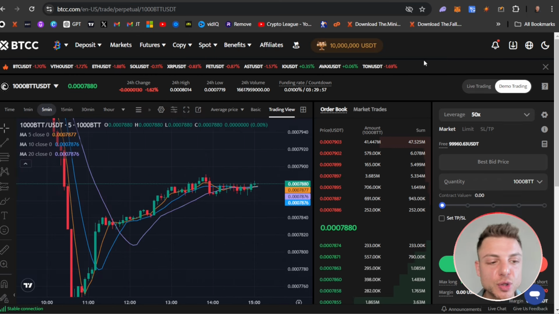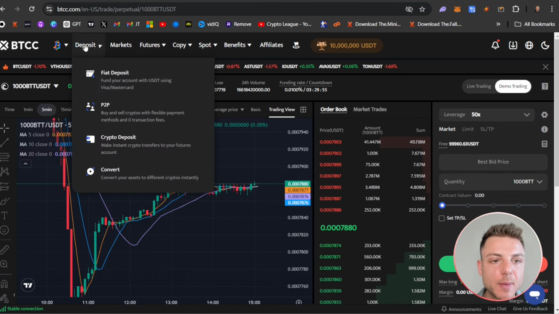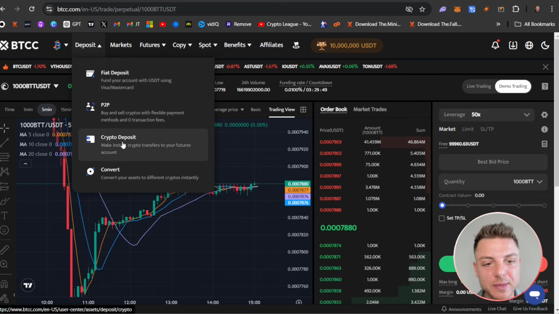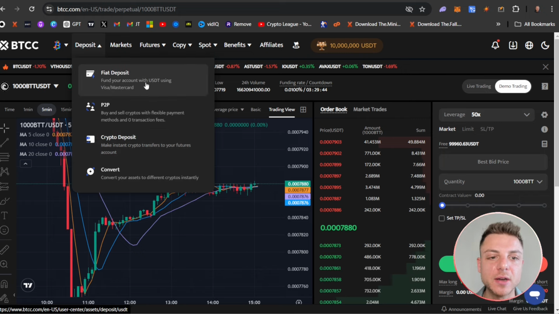It's also really simple to deposit some crypto, so we can come up to this top section and choose to deposit some fiat. Even here, they have crypto deposit, so completely up to you. Make instant crypto transfers to your futures account, or you can fund using your Visa or MasterCard.